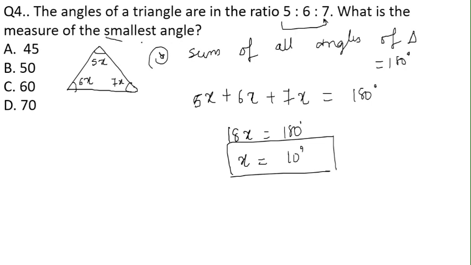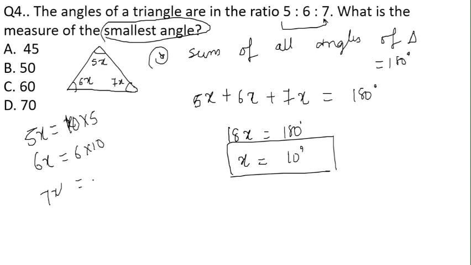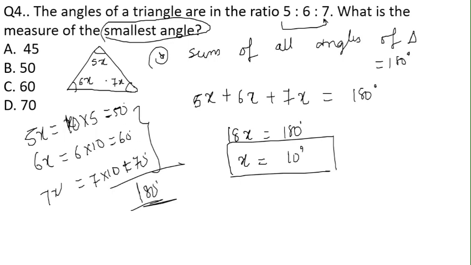Okay, I got the value of x now. They have asked us to find the smallest value. So 5x, 6x, 7x is going to be equal to 10 into 5, 10 into 6 and 10 into 7. One angle is 50 degrees, the second angle is 60 degrees and the third angle is 70 degrees. If we take the summation of 50, 60 and 70, this is going to give us 180 degrees. Okay, so the smallest angle is 50 degrees. So option number B is the correct answer. This should be degrees over here. So 50 degrees is the correct answer for the given question. Moving on to the next question now.